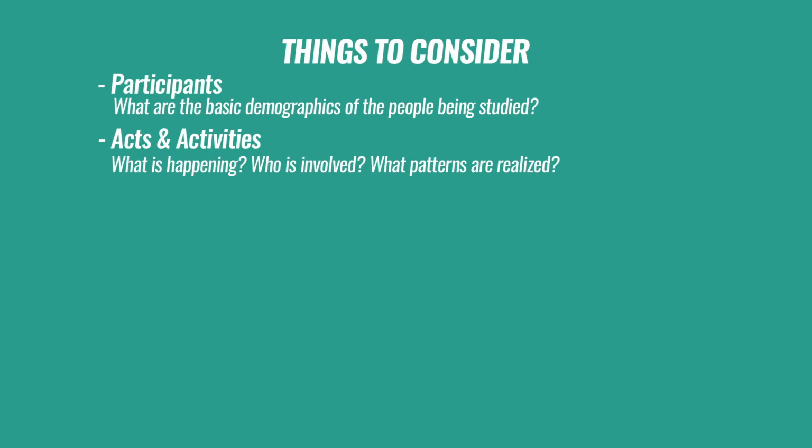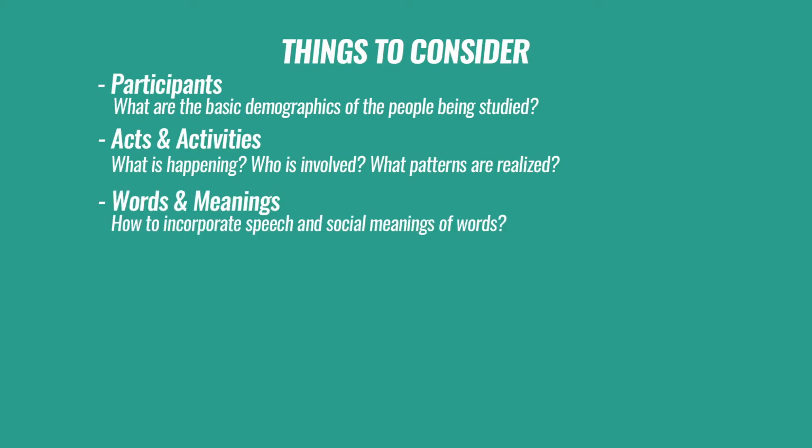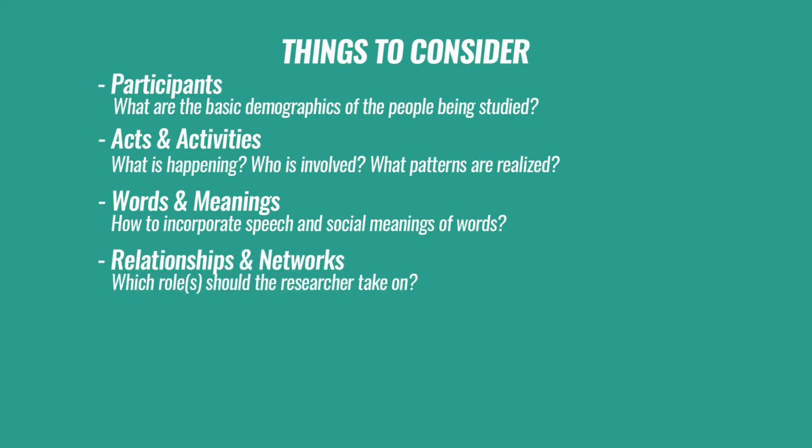Acts and activities. What's happening? Who does it involve? How can the variety of actions observed be categorized? What patterns are realized? Words and meanings. How does the observer incorporate speech? How do certain words and sayings have specific social meanings?